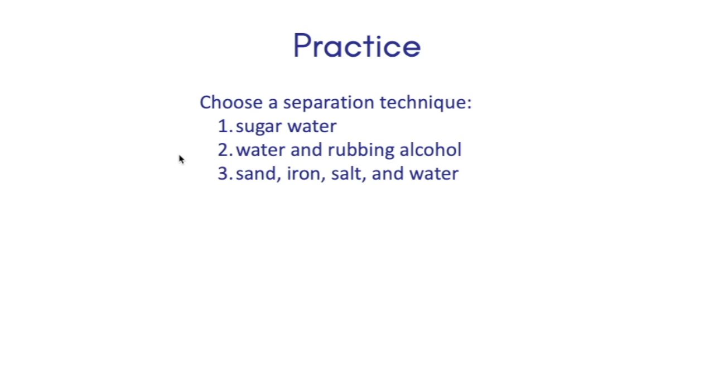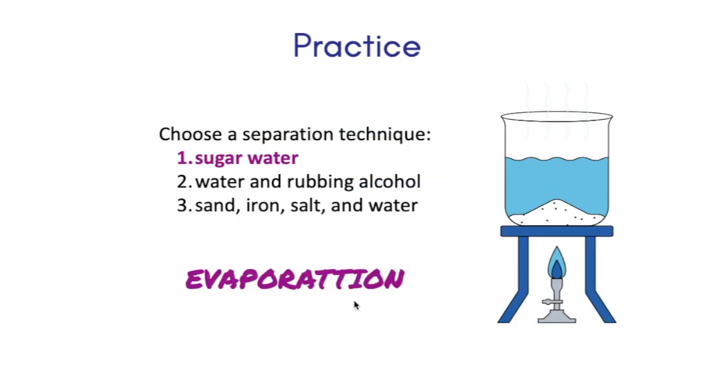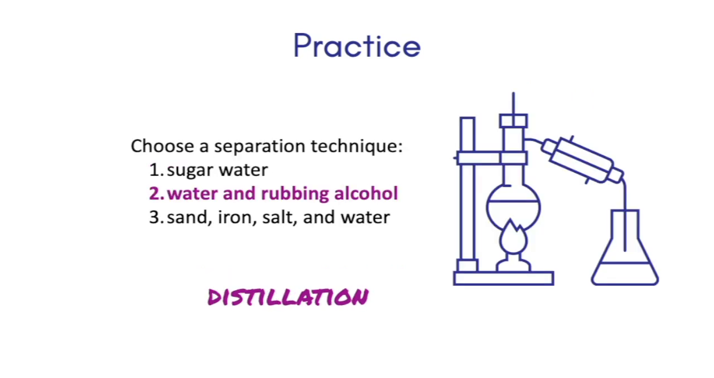The first one, sugar water. If we had sugar completely dissolved in water, then we would use evaporation because the boiling point of water is lower than the melting point of sucrose or sugar, and that allows us to boil water away from the sugar, leaving the sugar behind. Water and rubbing alcohol, two liquids dissolved in each other, so we will use distillation because rubbing alcohol has a different boiling point than water, and we can boil off rubbing alcohol, leaving water behind.